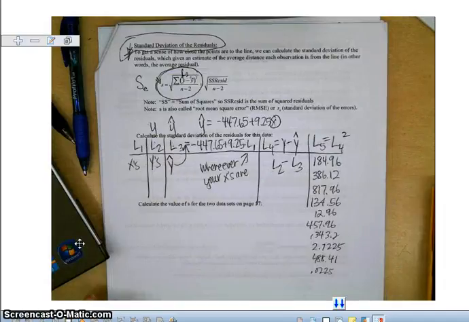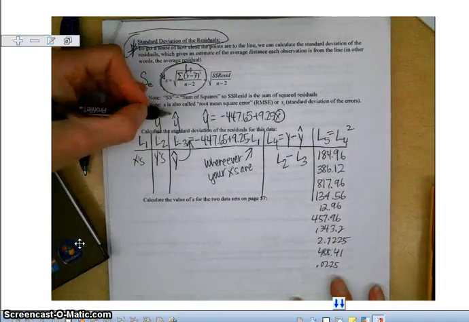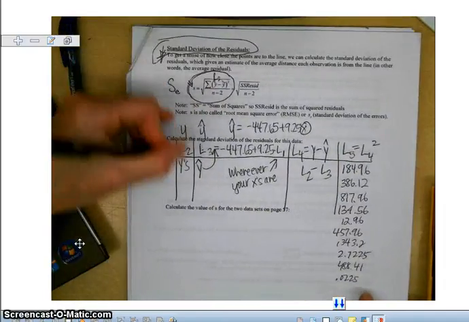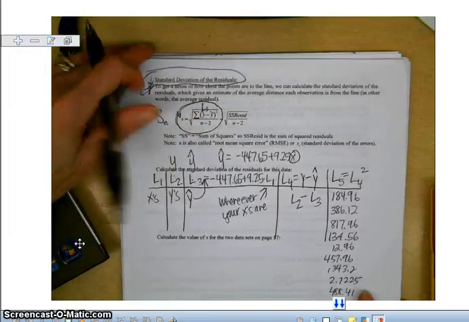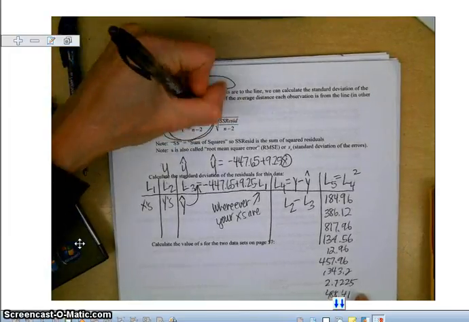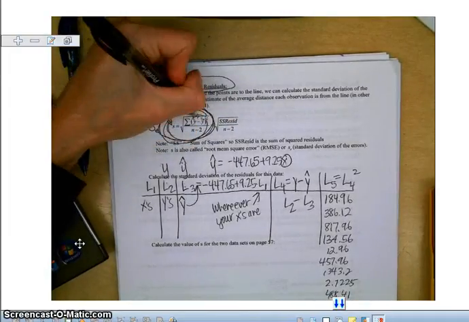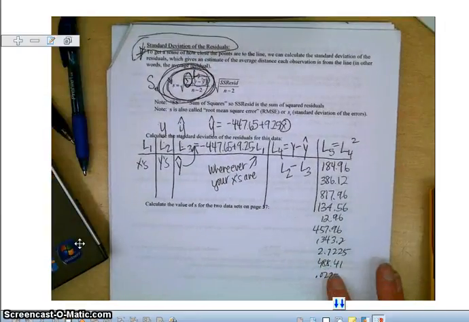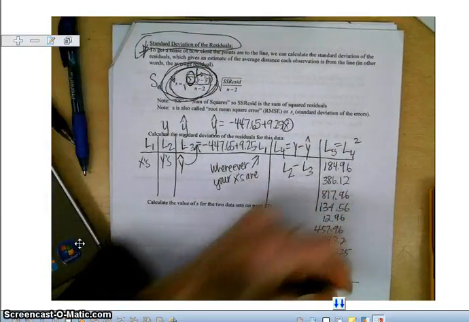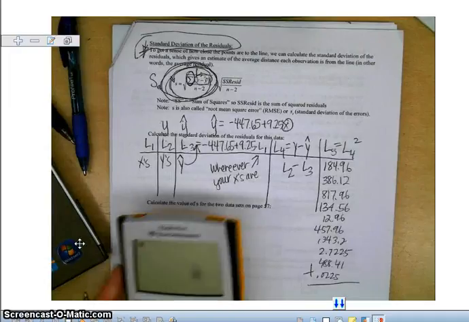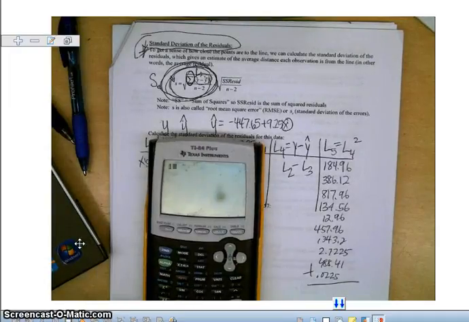So now what do I want to do with that? If I'm finding S, and I'm going to finish this up here, if I'm finding this calculation, I've done this, what does this mean that I need to do with all those numbers now? Add them all up. So now I need to add all those up. So now I just go to my normal home screen. I'm going to add all those up.